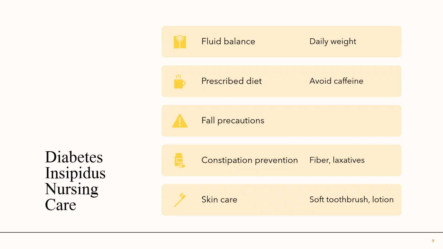Patients should be encouraged to follow their prescribed diet, which is usually a regular diet with avoidance of substances that increase urine output, like caffeine. Fall precautions are important due to the risk of hypotension and weakness. If constipation develops, adding bulk foods and fruit juices to the diet can be helpful. Laxatives can be used if needed.